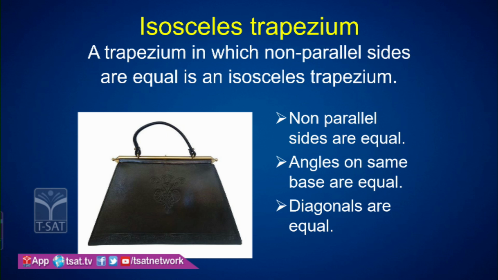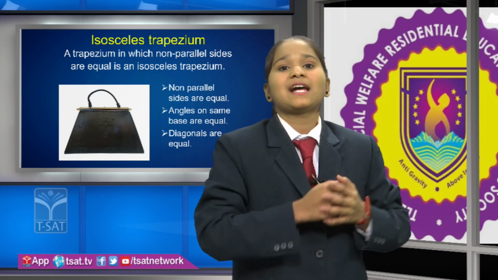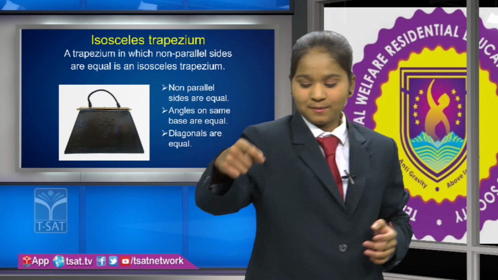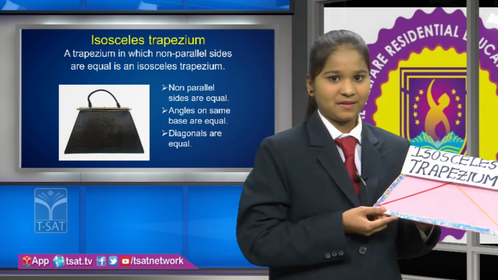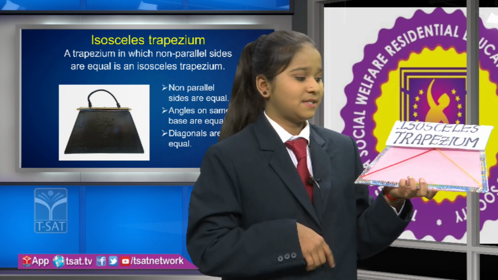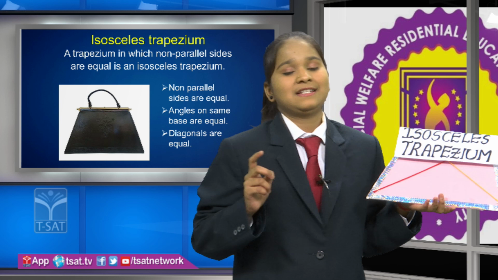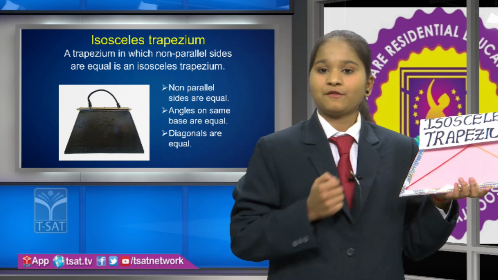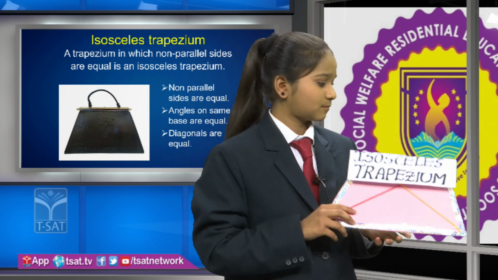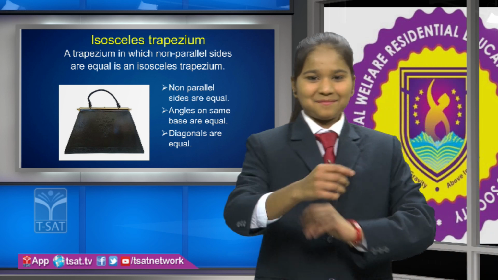In a trapezium, one pair of opposite sides are parallel. But in an isosceles trapezium, the non-parallel sides are also equal. Then it will become an isosceles trapezium. In an isosceles trapezium, one pair of opposite sides are parallel and the other pair of opposite sides are equal. Let us see some examples.